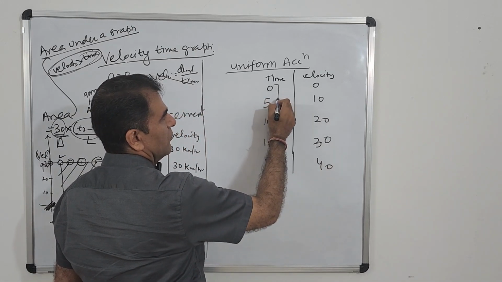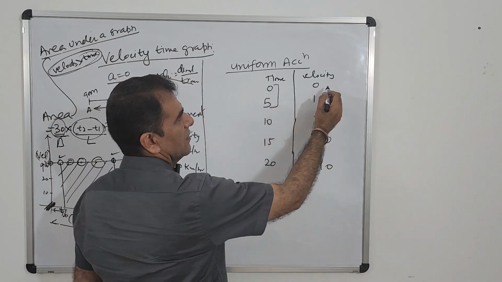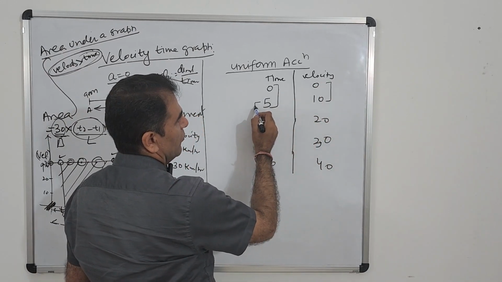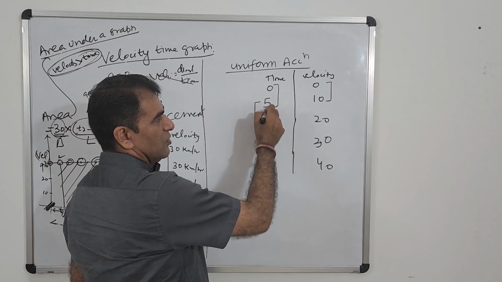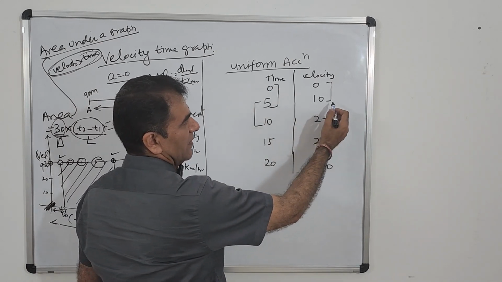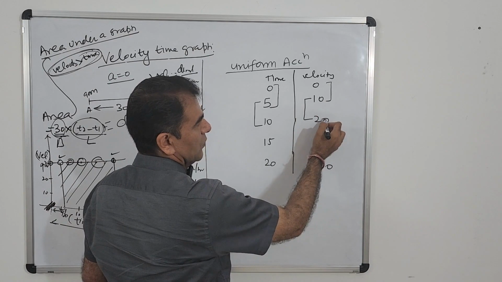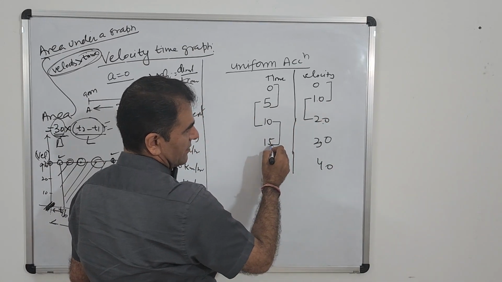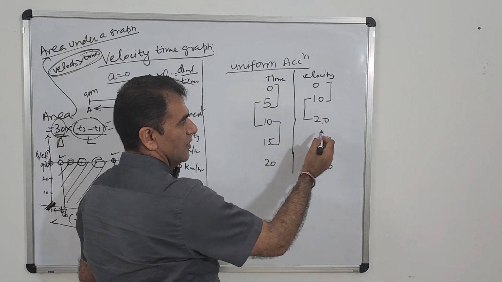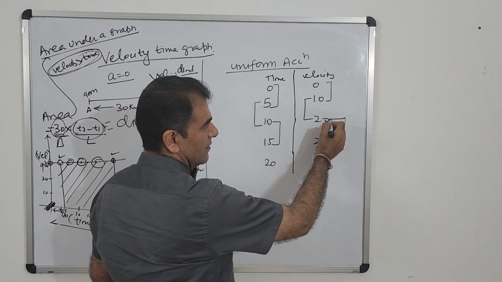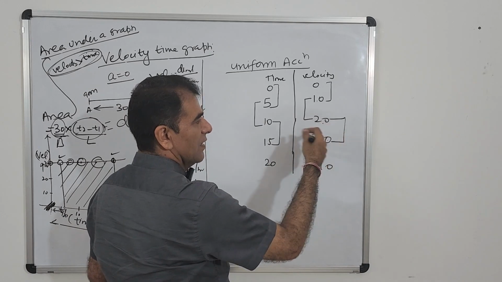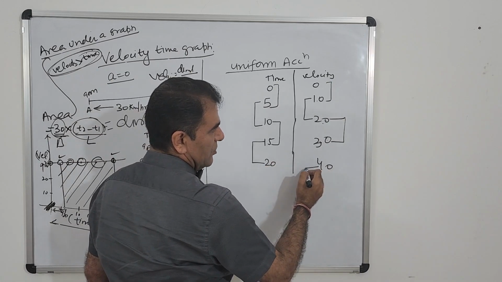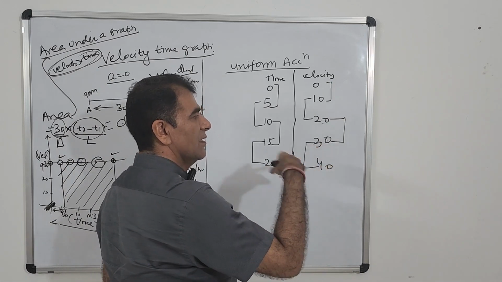Just see, in 5 seconds or 5 hours, whichever you take, velocity is 10 minus 0, 10. From 5 to 10, it is a change of 5 seconds. In 5 seconds, the change in velocity is 20 minus 10, again 10. In the next 5 seconds, 30 minus 20, again 10. In the next 5 seconds, you will see that the change in velocity is 40 minus 30, again 10.